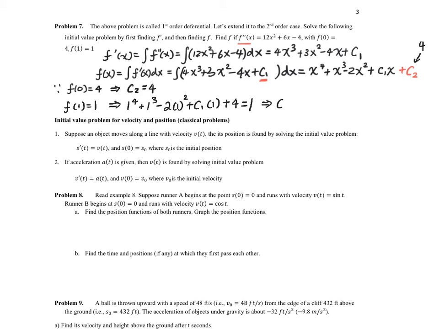Solve this simple algebra, you see that c1 is actually equal to negative 3, because this is 1, 1, this is minus 2, so it becomes 0 here. So c1 has to be negative 3, I'm sorry. So we quickly solve this equation. It is equal to x to the 4th plus x cubed minus 2x squared. And c1 is negative 3, which means minus 3x. c2 is 4, so plus 4. That's the solution.